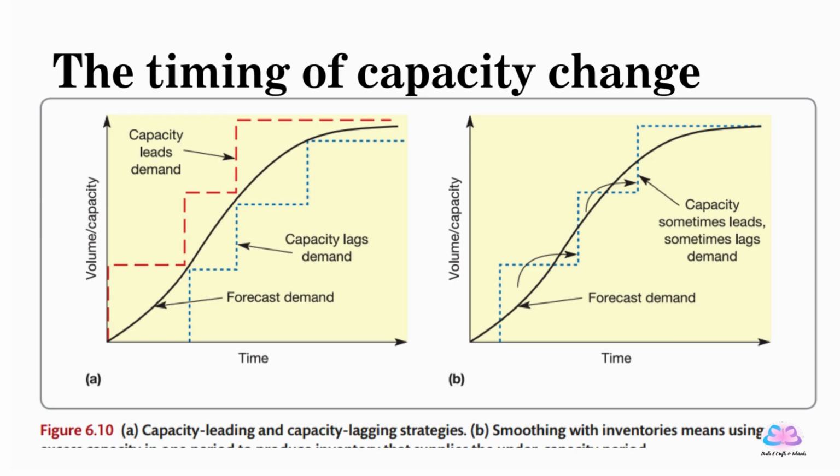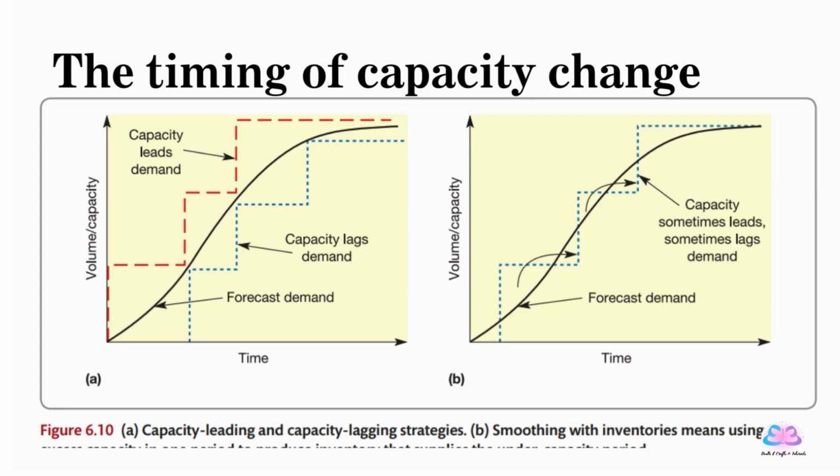The capacity leads demand strategy means timing the introduction of capacity in such a way that there is always sufficient capacity to meet the forecast demand. Second is capacity lags demand, meaning timing the introduction of capacity so that demand is always equal to or greater than capacity.